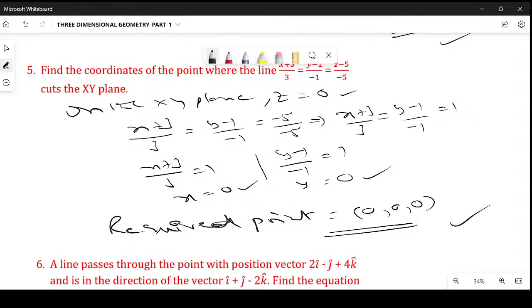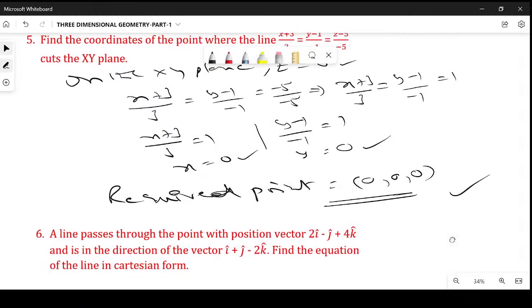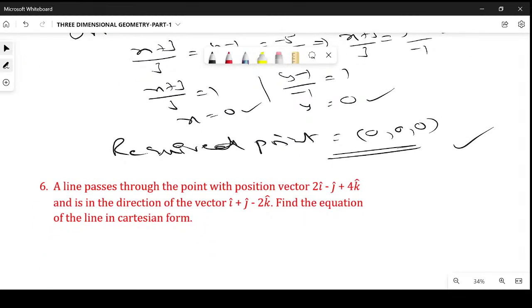Now coming to this: a line passes through the point with position vector 2i cap minus j cap plus 4k cap, and in the direction of the vector. Find the equation of the line in Cartesian form. In the direction of the vector means use the direction ratios of this vector.